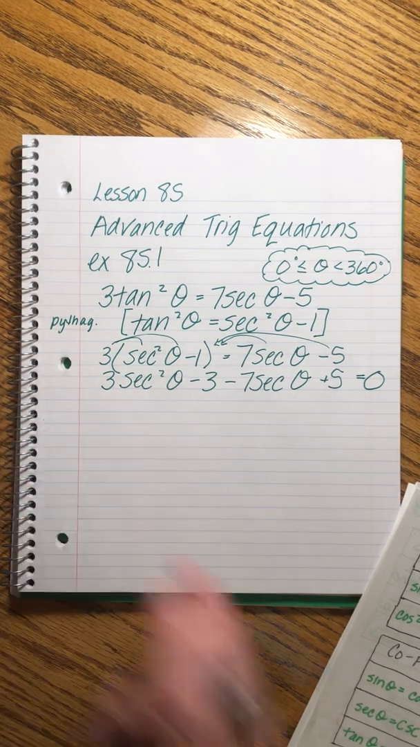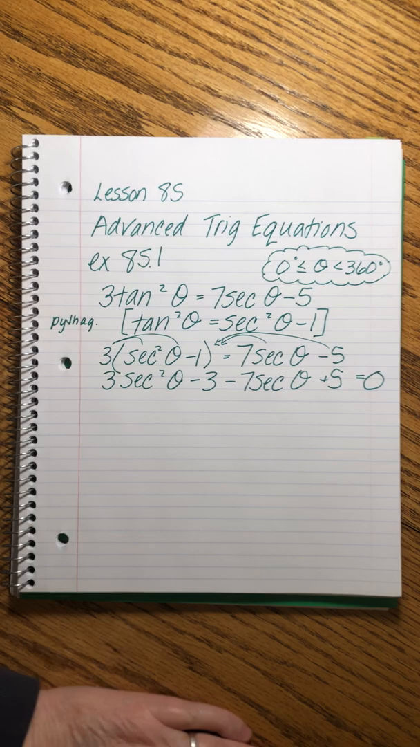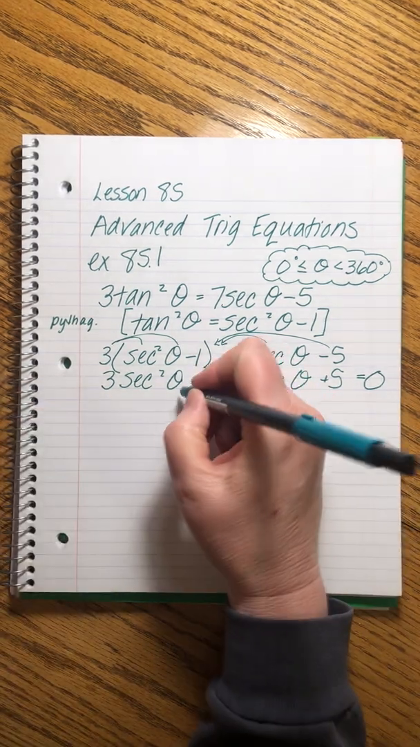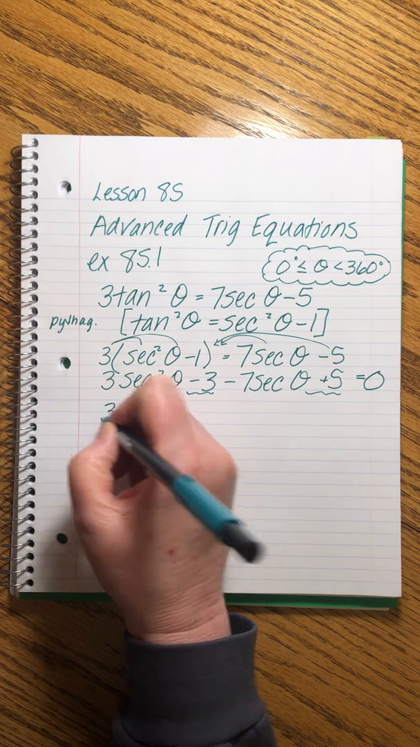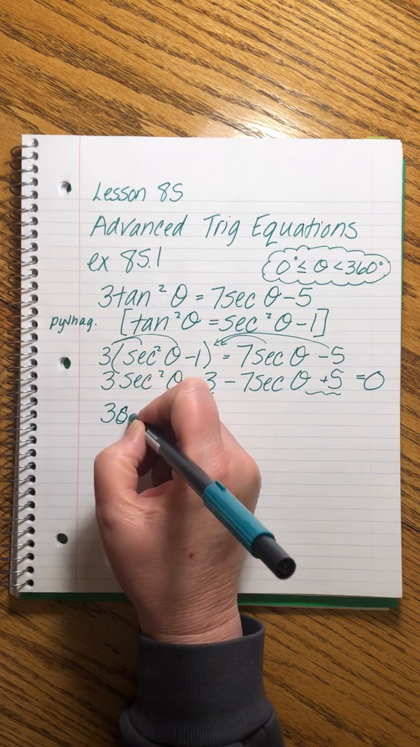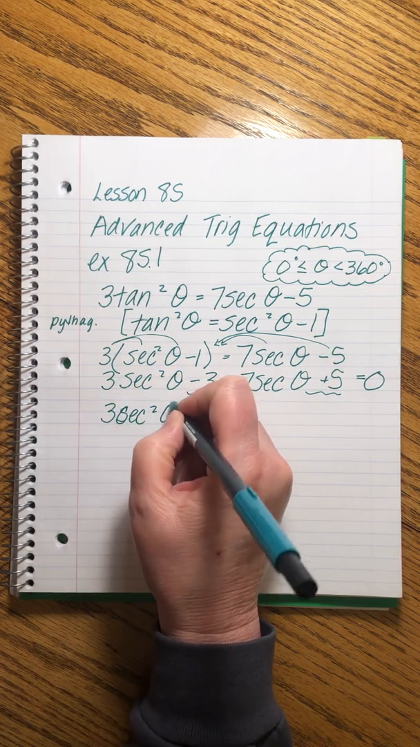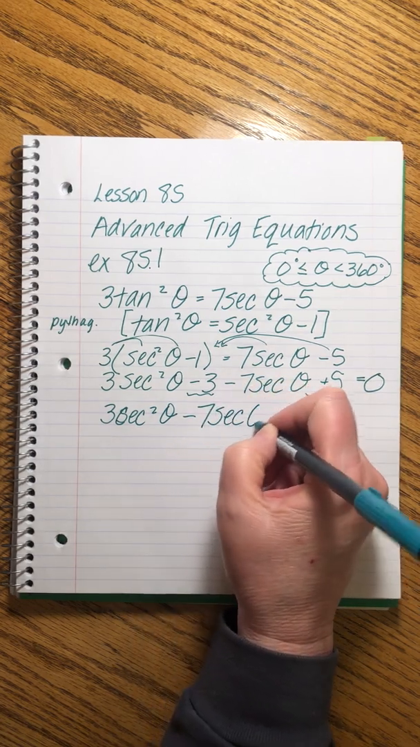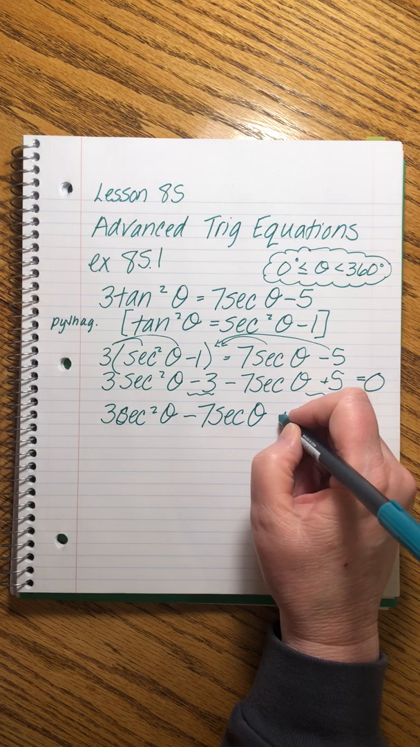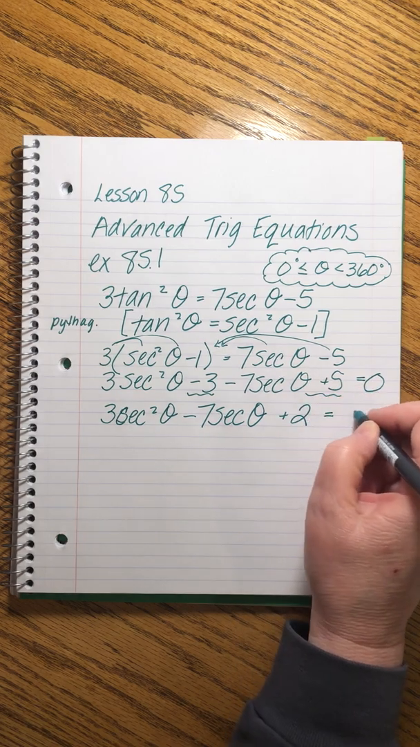Okay, so distributing and moving everything to the left side. Then I better combine these two like terms, right? So then I'll have 3 secant squared theta minus, I'm going to put them in order also, secant of theta, and this will be plus 2 equals 0.